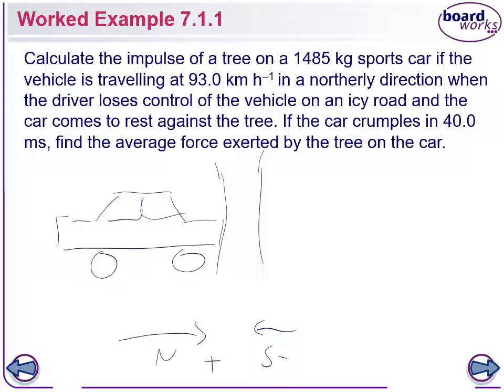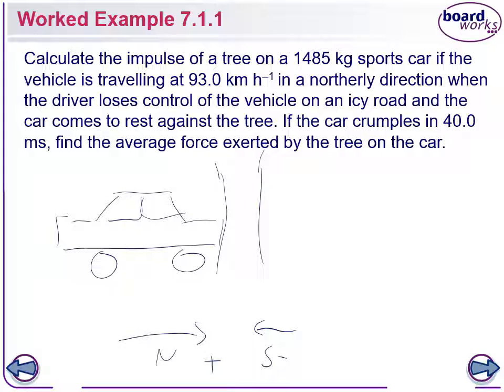All right. So, our impulse is just our change in momentum. So what is our final momentum of the car? 0. The car's come to a rest. So all we need to do is work out the initial momentum, and that'll give us the change, because it's gone from whatever the initial is down to 0.